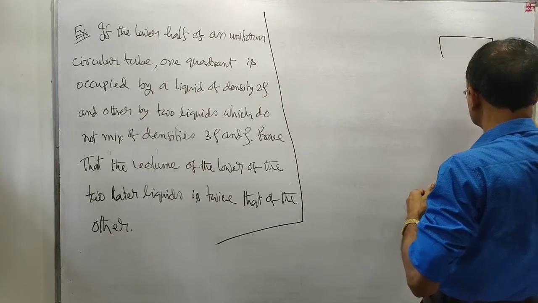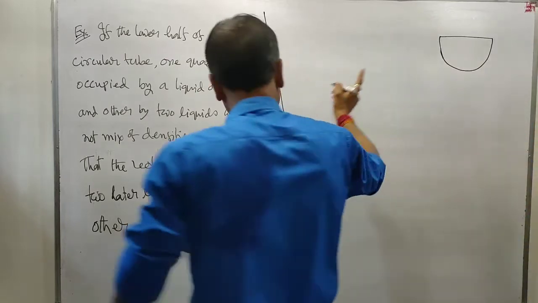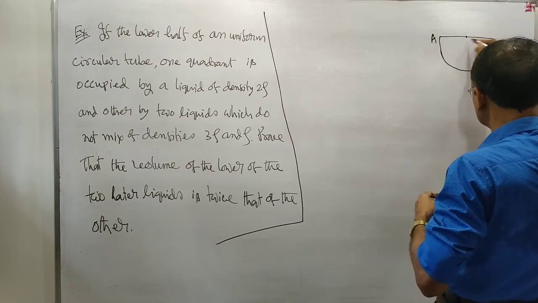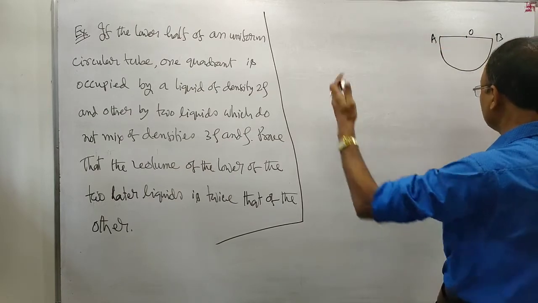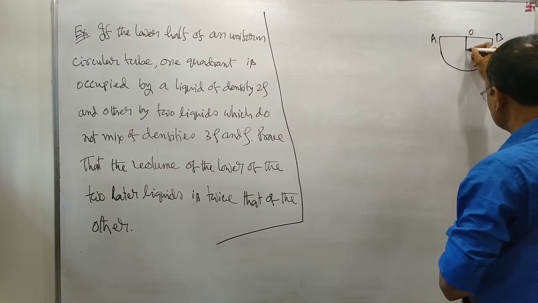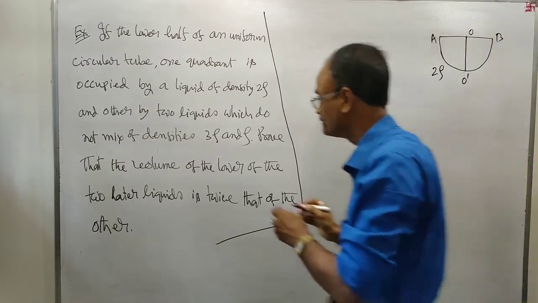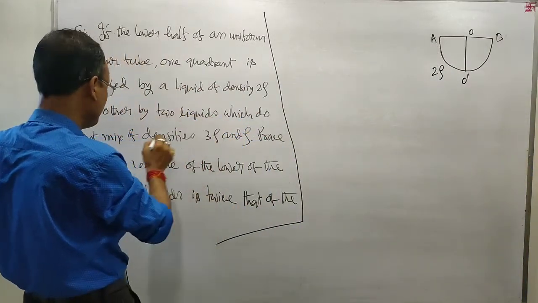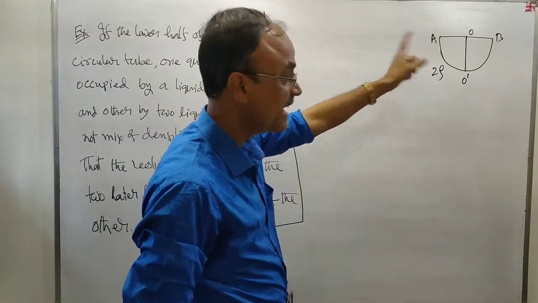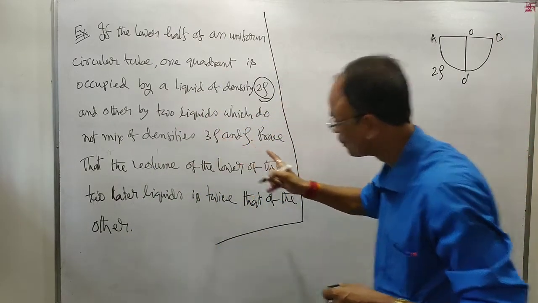Suppose this is the lower half of the uniform circular tube. Suppose O is the center of the circle, and A is the bounding diameter. Suppose O dash is this, and one quadrant is occupied by the liquid of density twice rho, and the other densities are thrice rho and rho.